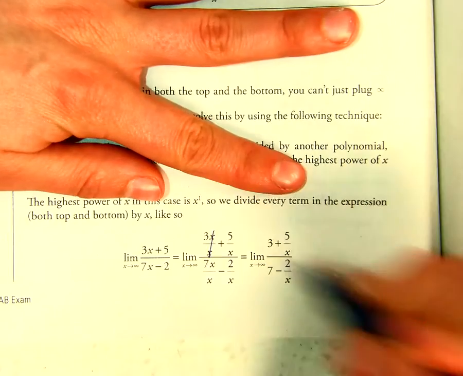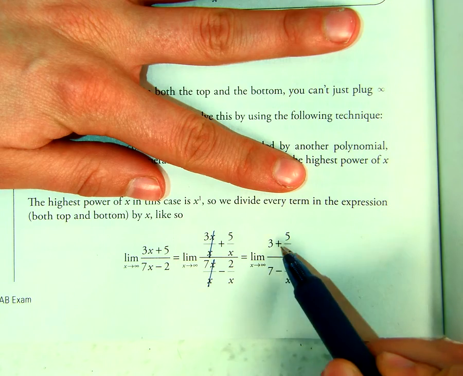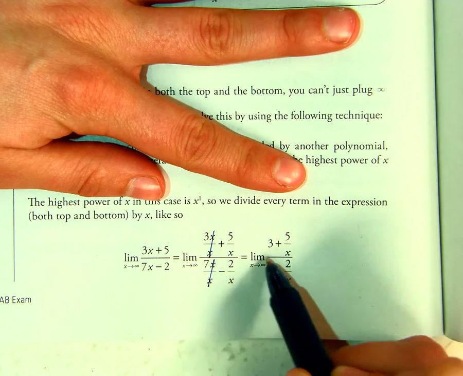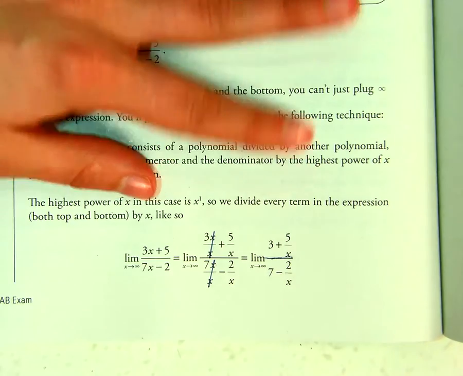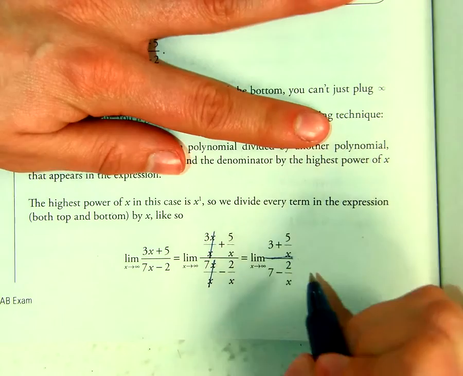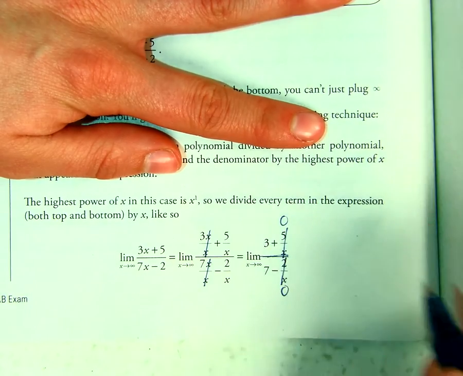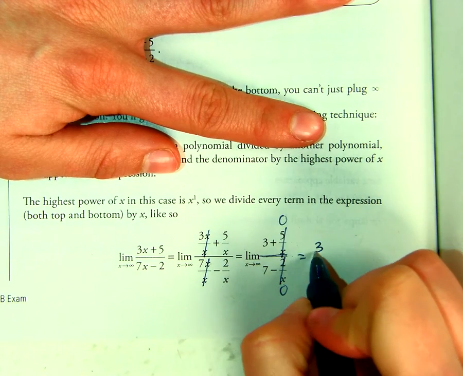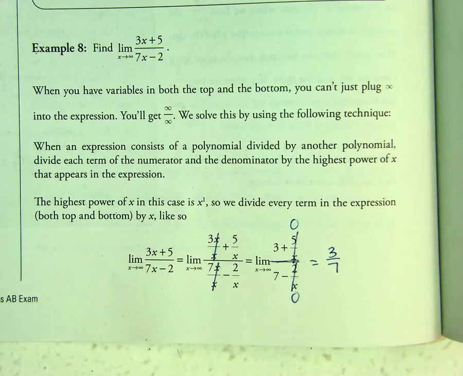What that does is my x's cancel out here and here, so I'm left with 3 plus 5 over x all over 7 minus 2 over x. And the reason this works is because when you plug in infinity, this goes to 0, this goes to 0, and we're left with 3 over 7, and we now have an answer to the problem.